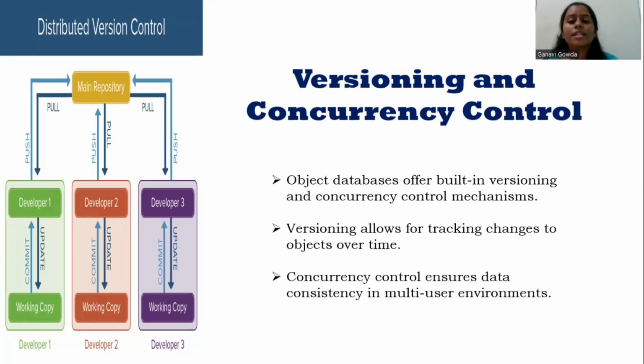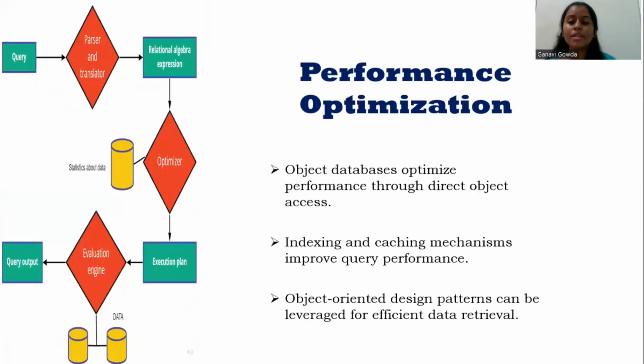Versioning and concurrency control. The database offers built-in versioning and concurrency control mechanisms. The versioning allows for tracking changes to the objects over time, and the concurrency control ensures data consistency in multi-user environments.